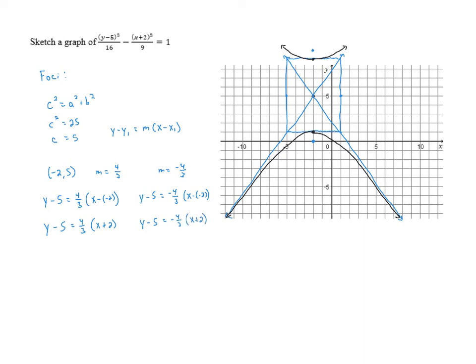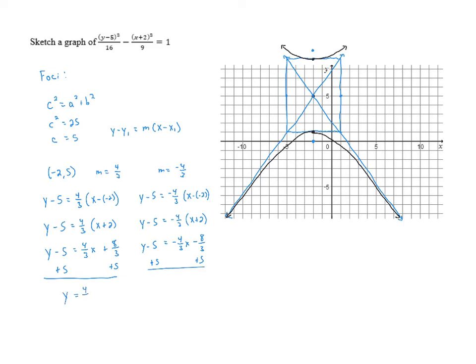So for each of these, that becomes x plus 2. And then we distribute the 4/3. So we get 4/3 x plus 8/3. And for the other one, we get negative 4/3 x minus 8/3. And then to get it in slope-intercept form, we need to add 5 to both sides in each of those.